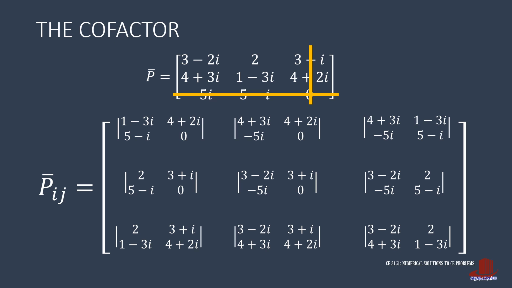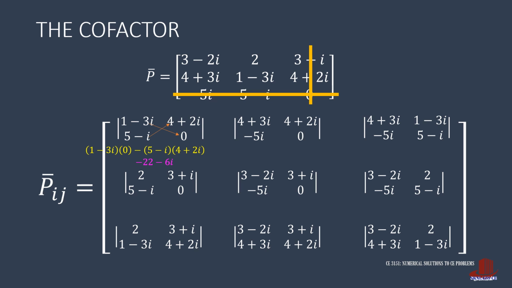After taking the minor, create a single element on each minor by taking the determinant. For a 2 by 2 matrix, just take the products of the diagonals and subtract them. For element 1, 1, the determinant is 1 minus 3i times 0 minus the quantity 5 minus i times 4 plus 2i. If done manually, you can employ the FOIL method, but you can also use a scientific calculator to come up with negative 22 minus 6i.